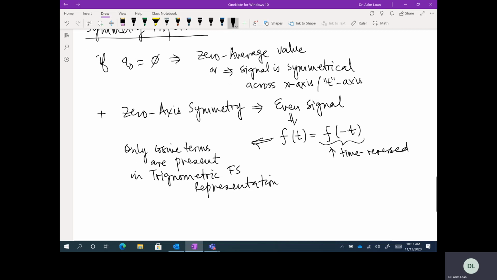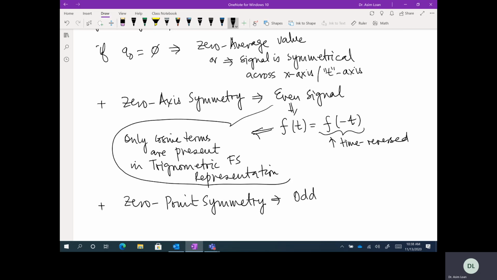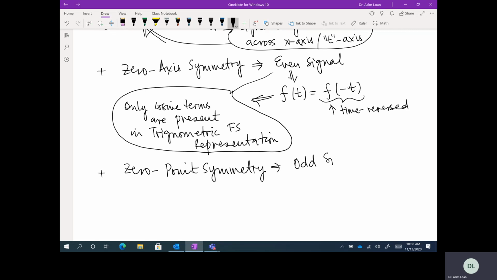So these are the simplifications, and these are the tests that you can see. If you have 0 point symmetry, then it's an odd signal. So for an even signal only cosine terms are present, with zero average A naught. If the signal is symmetric around the axis, this implies A naught is equal to 0, so there is no need to calculate A naught. 0 point symmetry means it's an odd signal.